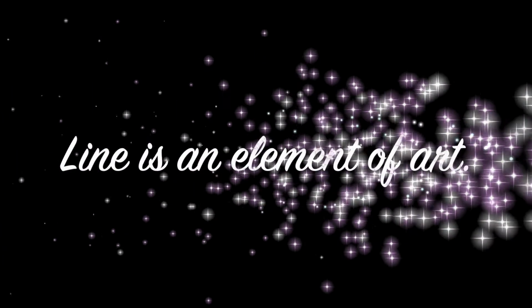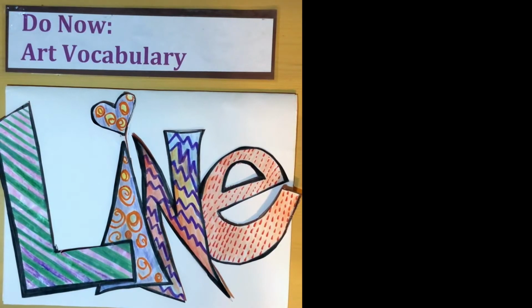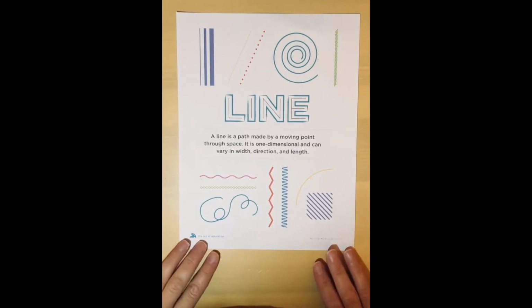Here we are today. We're going to start our first lesson in our first unit called line. Line is an element of art. The art elements are a group of things we use to make art. Today we are going to work on our line pattern drawing project. Let's go over the definition of a line.